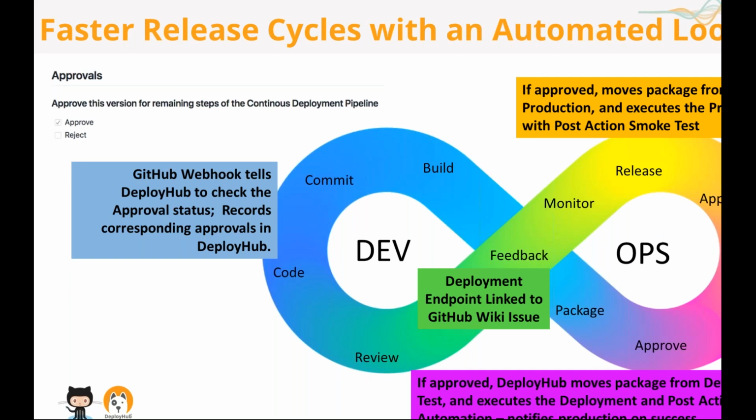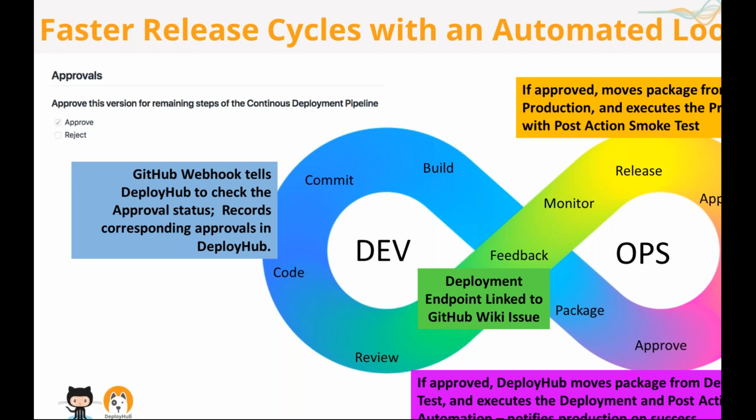So what you're ending up with is a full loop, starting with being able to create those GitHub webhooks that tell DeployHub to check the approval status and record any corresponding approval in DeployHub. It's going to go down through the approval process. So DeployHub would move a package, the application package with all those components, from a development environment into a test environment, execute that deployment with any post action. For example, you might have a post action to run test automation, and then notify everybody on success, in particular production. At that point, production can approve it and move the package up to the production state, execute the production deployment, and execute any post action.